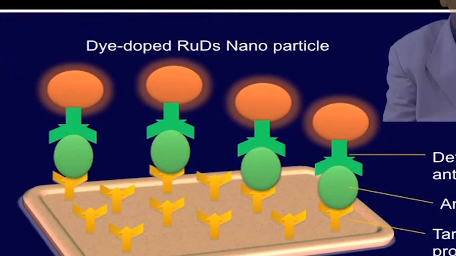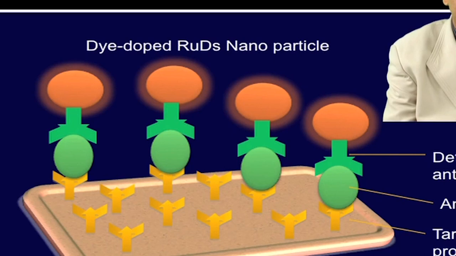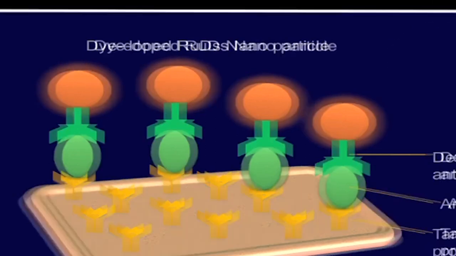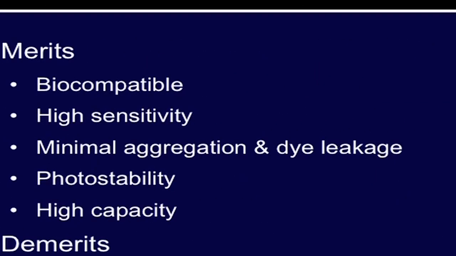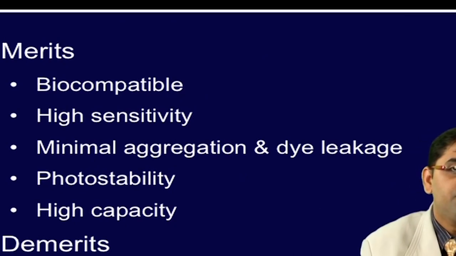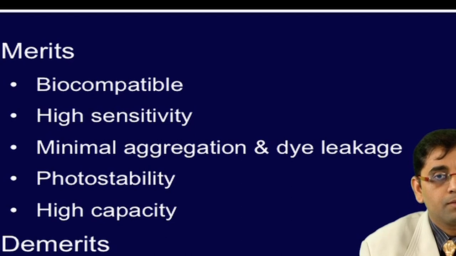As shown in the slide here, the silica based nanoparticles have a large quantity of fluorescent dye packed inside the matrix, and it can be used for selectively labeling of protein molecules for detection of biomolecular interactions. Dye doped silica nanoparticles have been used for a variety of investigations.